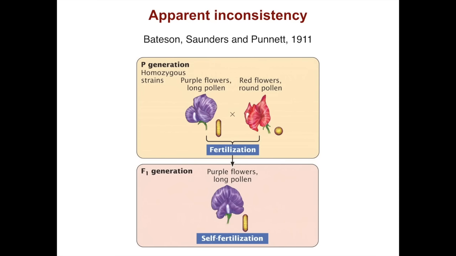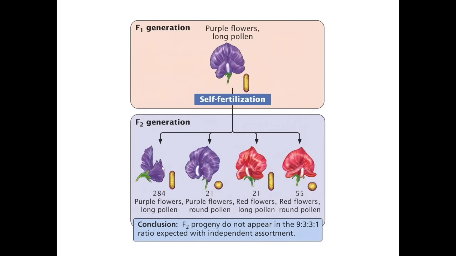But something interesting happened in the F2 generation. After these F1s were selfed, the ratio of the F2 generation was not the 9 to 3 to 3 to 1 ratio. What they got was something a little bit different. So it seemed as if in some ways these genes could have been linked.